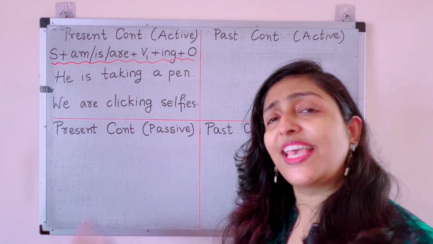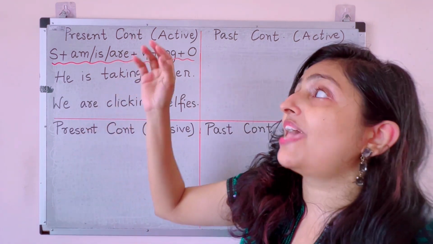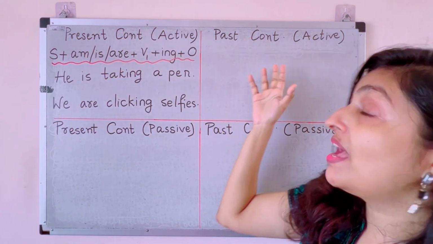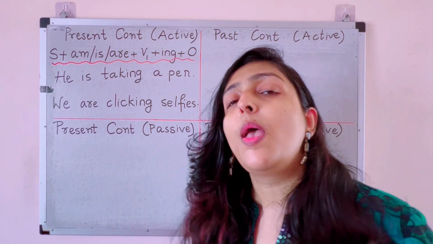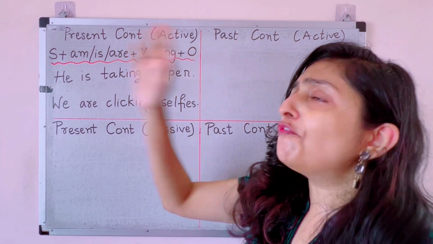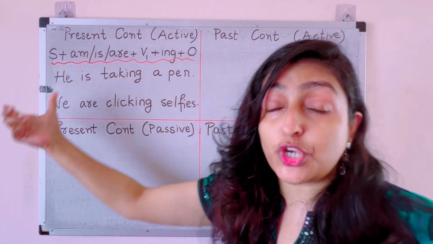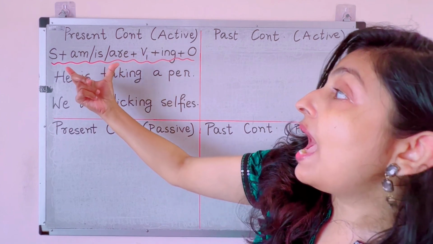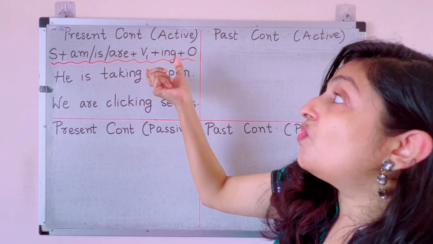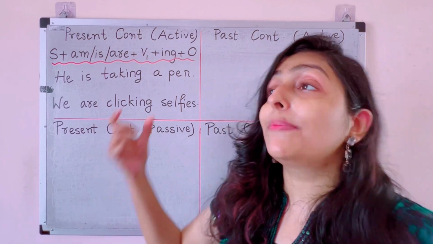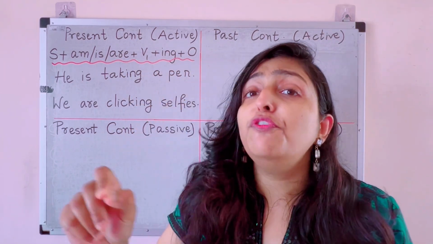Moving on to the second tense form, and that is present continuous tense active voice and past continuous tense active voice. Continuous is also called progressive tense. The formula for present continuous in active voice is subject comes first, am or is or are plus V1 plus ing plus object. V1 plus ing is equal to V4.